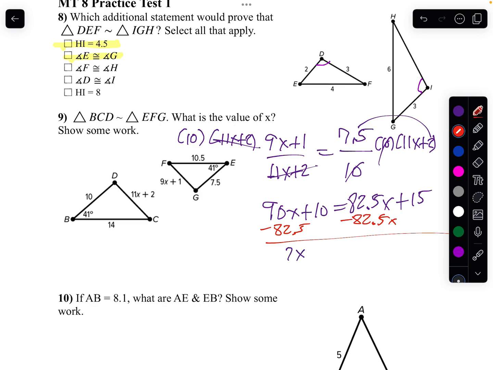Minus, at the same time, let's subtract 10 from both sides. So that would be 5, wouldn't it? And I just noticed I said 7.5, but I wrote 7. So divide both sides by 7.5. And that would be like 2/3, right? 0.67 or 2/3 would be x.